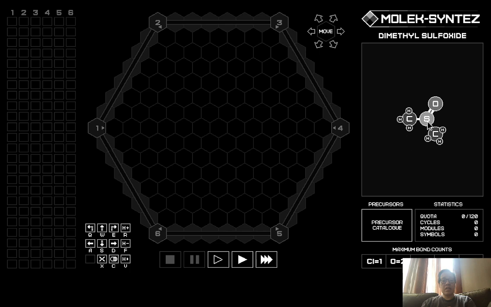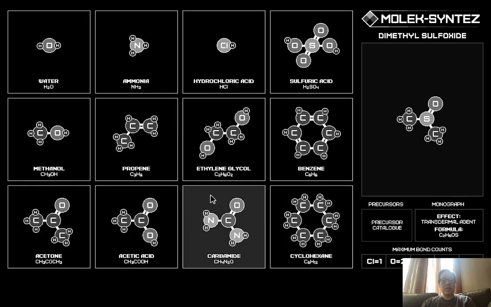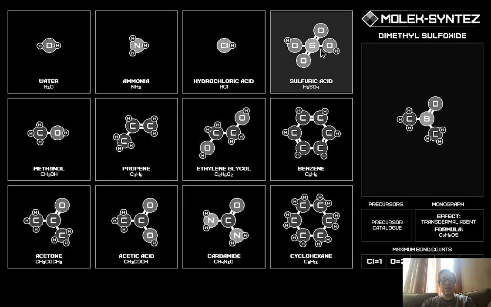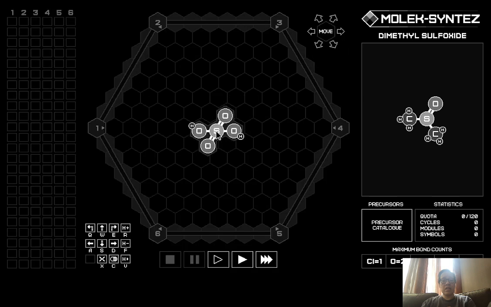Central atom is sulfur, two carbons and an oxygen. C2SOH6. All right. Sulfur. Oh, this one's an ugly one, if I remember correctly, because the only sulfur we have is sulfuric acid, H2SO4. We need to get rid of three oxygens and add two carbons. The one oxygen we can leave alone is the one that's pointing at three, so I'll probably repurpose three and move it a little bit.